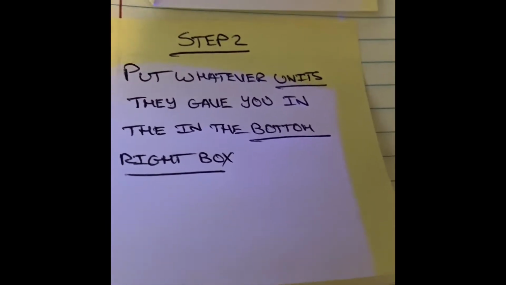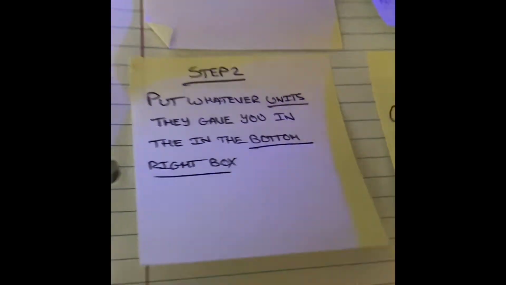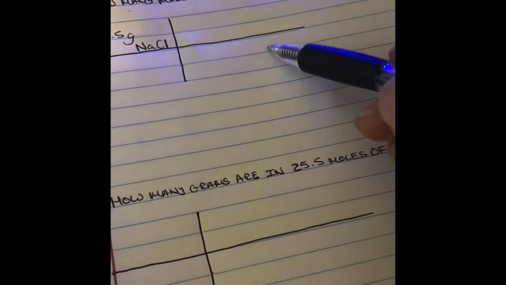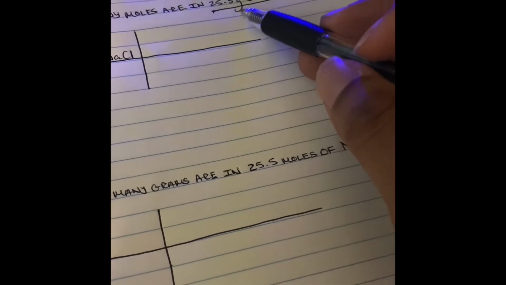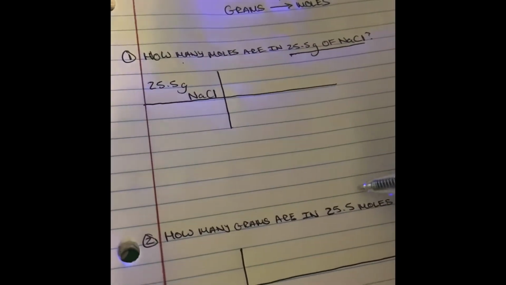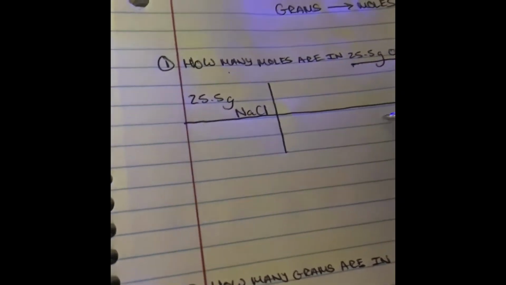Step number 2 says put whatever units they gave us in the bottom right box. So right here. Put whatever units they gave us. In this case, they gave us grams. That's what the little g is for, grams. So we're just going to write a little g down here. We're not going to put anything with it because we don't know what we're going to put yet. So just a little g. Not a capital G, but a little g.